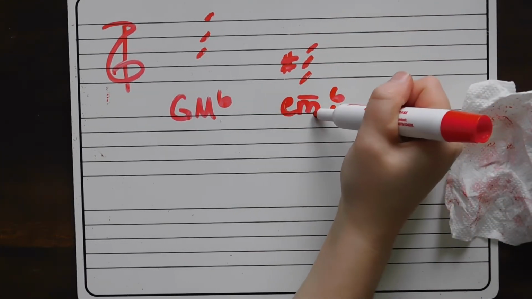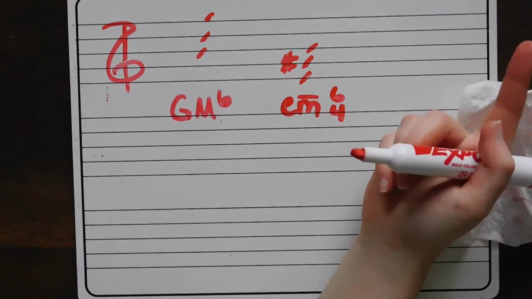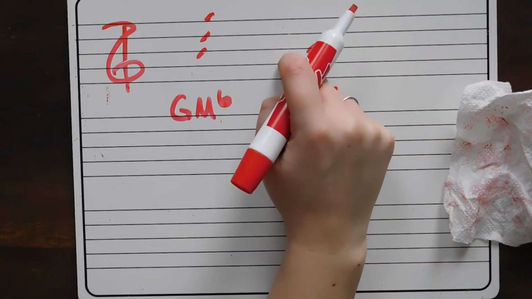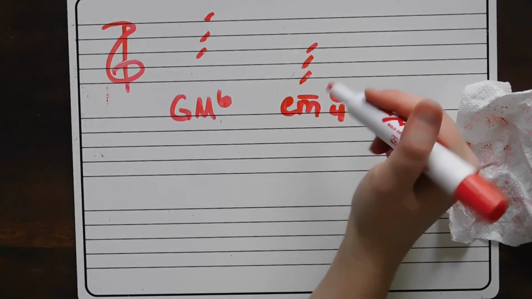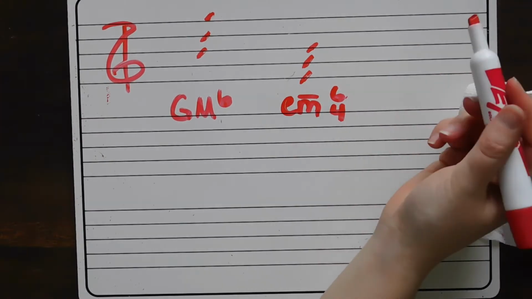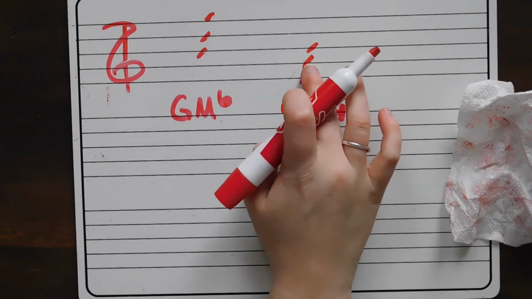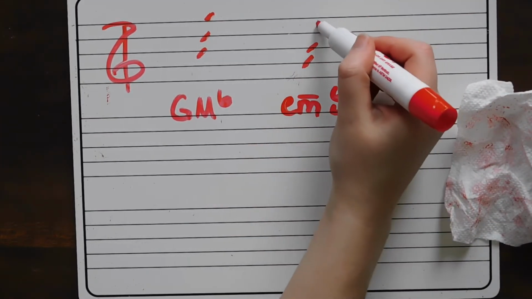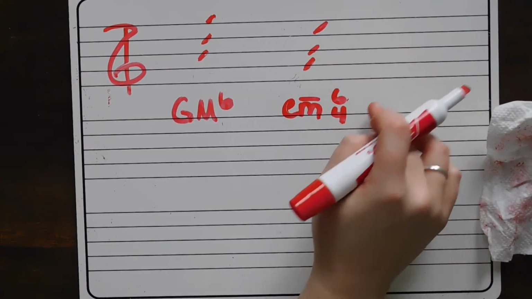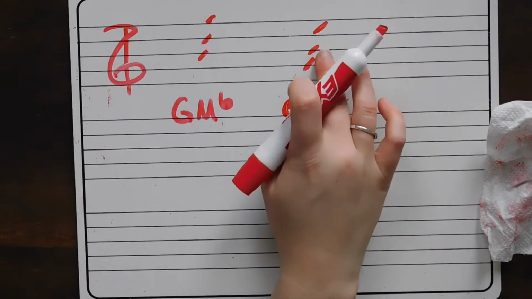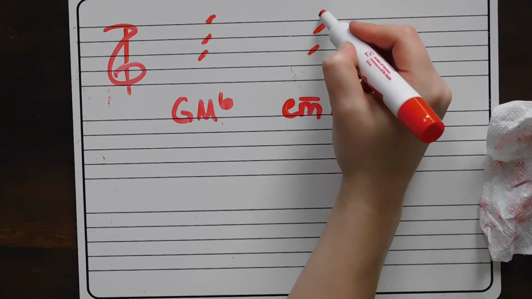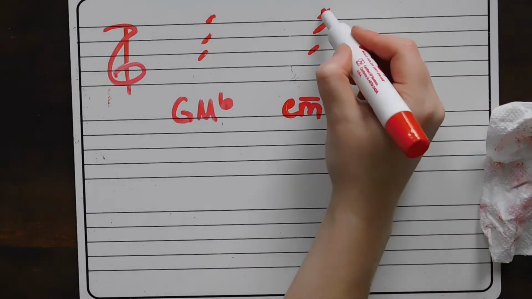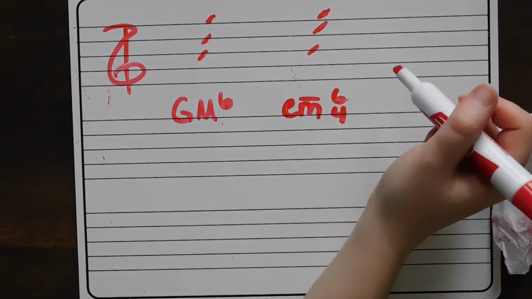If we want to make it minor, how do we make a major chord minor? We lower that third, so sharp becomes natural. If we want to make this 6, 4, we're going to first take that E and pop it up an octave. That would be first inversion, or 6. Now we're going to take that G and pop it up an octave and make it 6, 4. So that is E minor 6, 4.